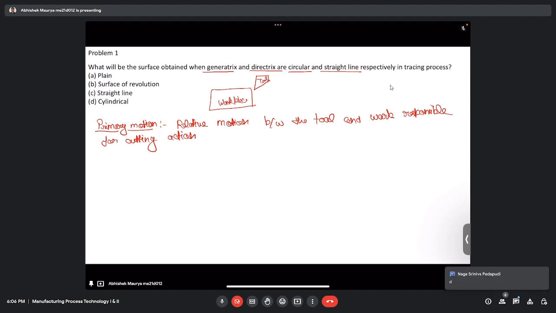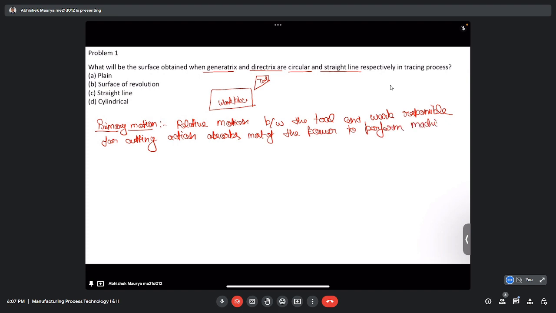At the same time, because of this motion, most of the energy gets consumed. So the primary motion is responsible for the cutting, and it absorbs most of the power to perform the machining action. So this is the primary motion.